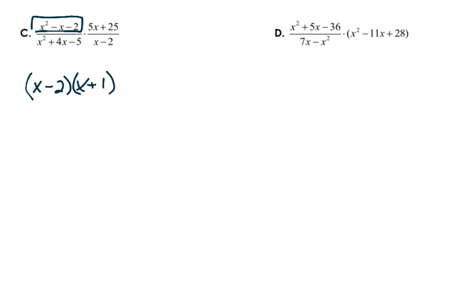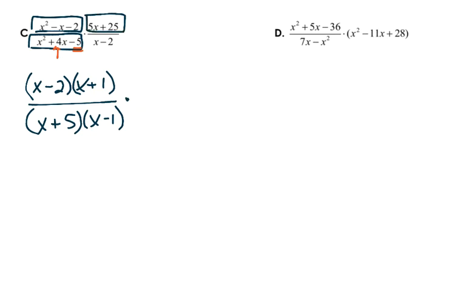In the denominator there, when I factor this one, I've got x plus 5, x minus 1. Remember, you're just looking for two numbers you can multiply to get negative 5 that add up to positive 4. Alright, now I'm moving on to 5x plus 25. The only thing I can do here is take out a GCF. So I'm left with 5 times x plus 5.